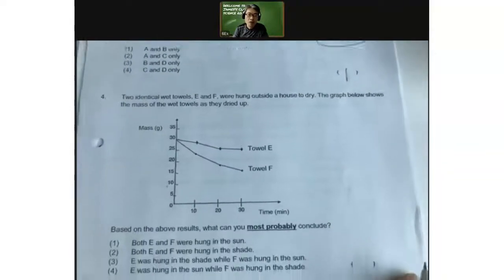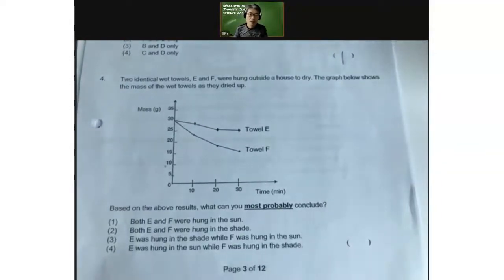Next question. 4. Pause first if you need to read the question and try it. Okay, let's continue. 2 identical wet towels, E and F, were hung outside a house to dry.